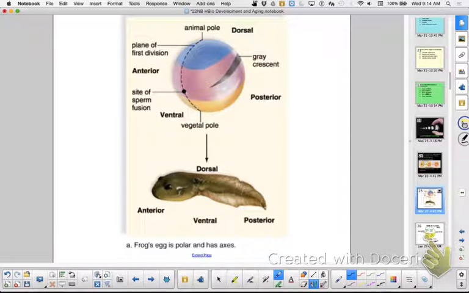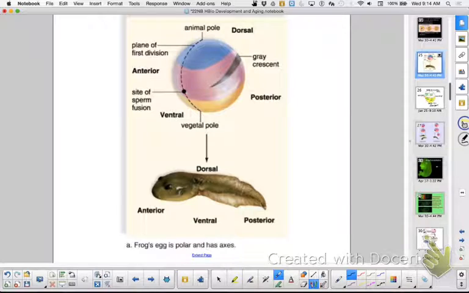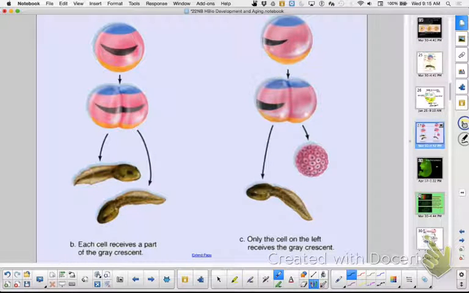So they did some experiments. They took a normally developing frog, and when it had become two cells, normally each gets a little bit of the gray crescent. They pulled those two cells apart. This would be one way to make identical twins, right? Because they have the exact same DNA and you've ripped them apart. And they both developed normally.